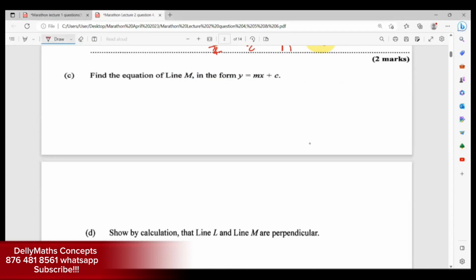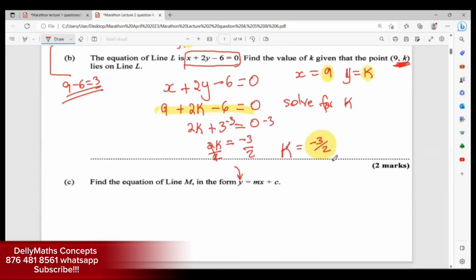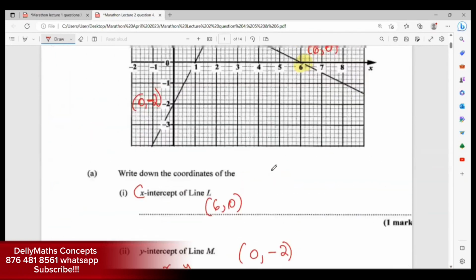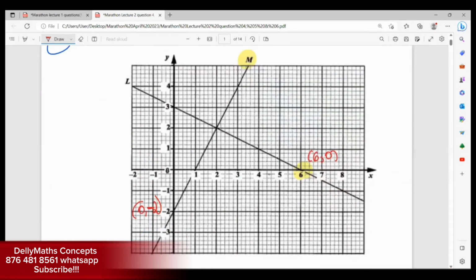Find the equation of the line M in the form y equals mx plus c. So in other words then, can you let the y be by itself? That's what they're asking. So let us write back what it is. It is x plus 2y minus 6 equals 0. But they are saying it's M, it's not that one. This is the L. Let's go for M. Let me mark it where it is. Find the equation of M. All right, let's go for M. Looking at M, guys. Pay attention to this one, M.